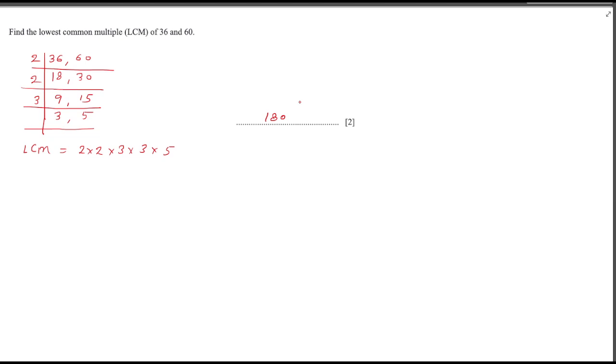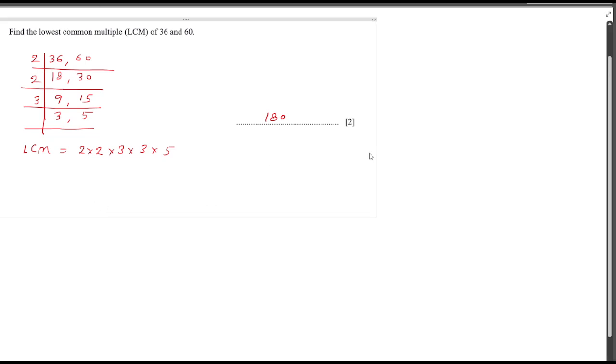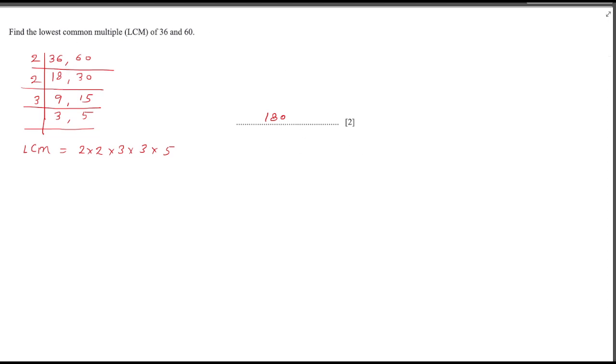So 180 divided by 36, I get 5, and 180 divided by 60, I get 3. Now 3 and 5, they don't have anything common, so this is the lowest common multiple. Another way you can do it is, you can write all the multiples of 36 and 60 and figure out what is the least common multiple.